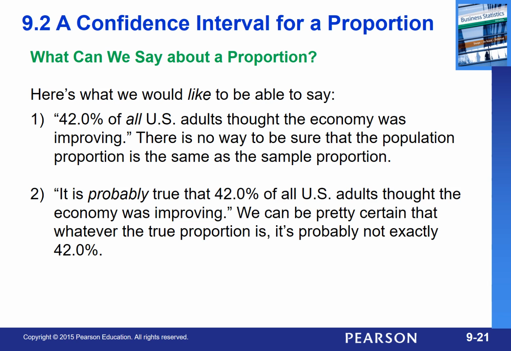Okay, we'd all like to think that the sample proportion is the population proportion, if you've done a good enough job sampling. But in all likelihood, it's probably not. There's no way to be sure that the proportion from the sample is the same as the population. It's just not even possible. It could be, but you'd have to get a fantastic magic sample. It's probably not true. Okay, it is probably 42% of adults that think the economy is improving.